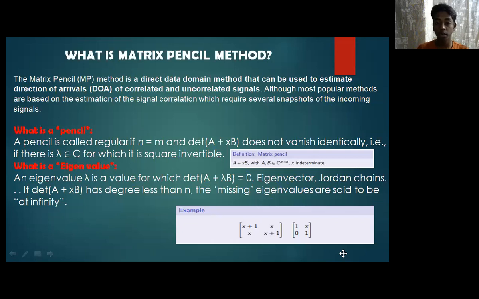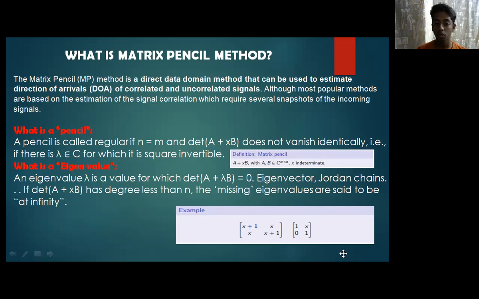What is the matrix pencil method? The matrix pencil method, MP, is a direct data domain method that can be used to estimate direction of arrival, which is DOA, of correlated and uncorrelated signals, although most popular methods are based on estimation of the signal correlation, which requires several snapshots of the incoming signals.